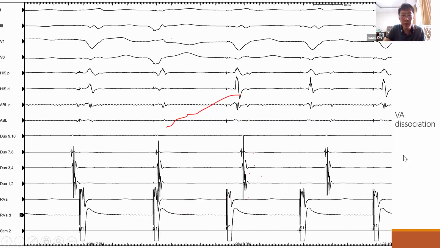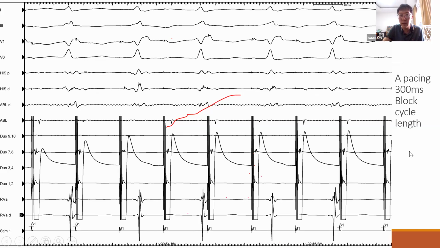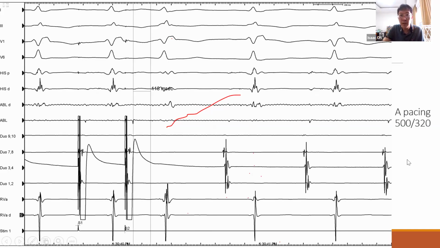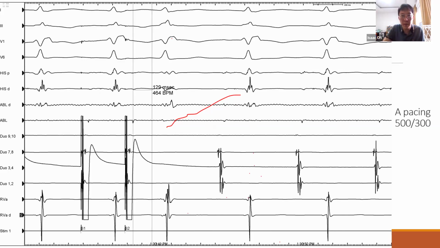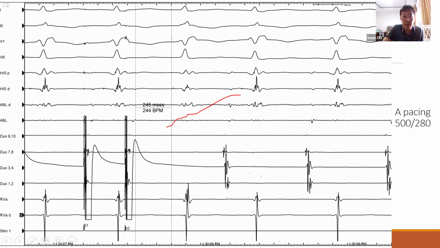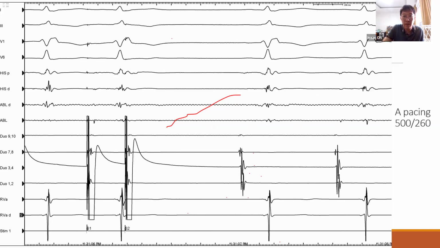And thereafter, when we did V pacing, a VA dissociation was noted, and we waited more than 30 minutes, but there was no more VA conduction during the V pacing, and we finished the case. We also did atrial pacing, and an A block cycle length was noted too. I think we have some evidence of a slow pathway. With atrial pacing and the extra stimulus, there was a significant increase of the interval. However, thereafter it was blocked, so we finished the case.